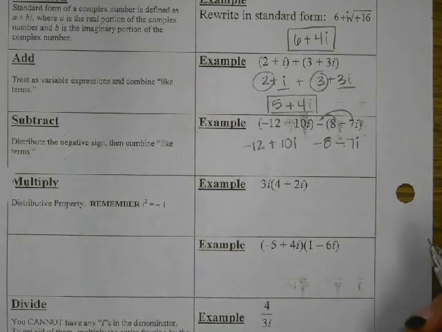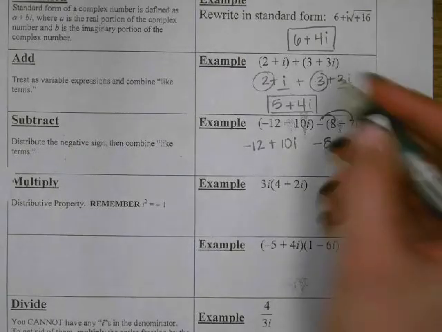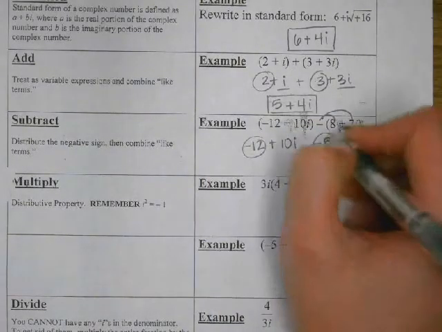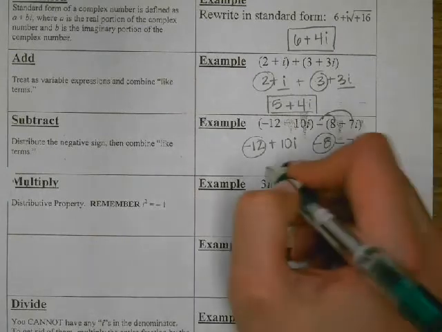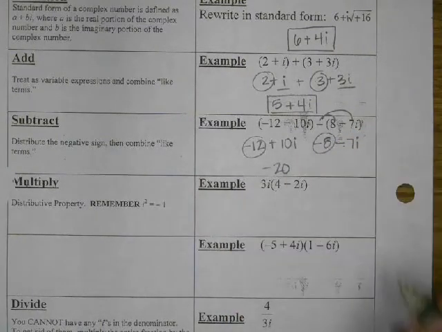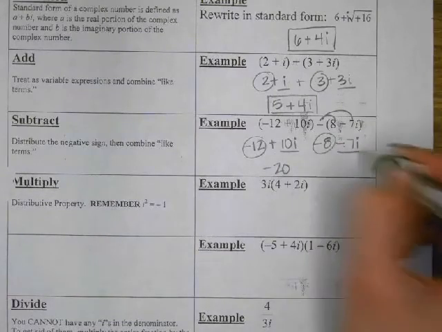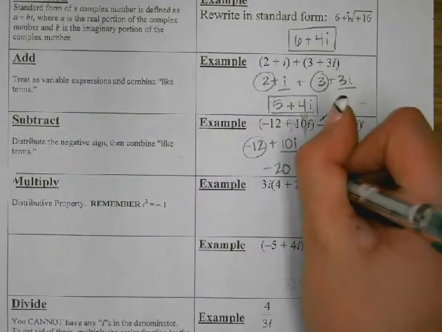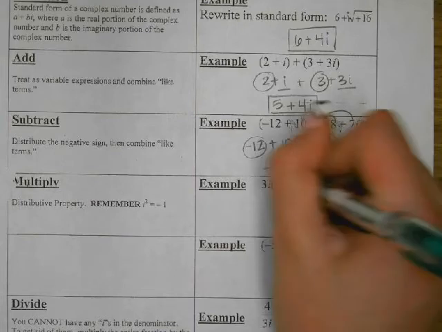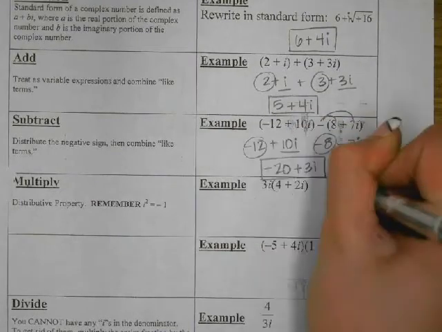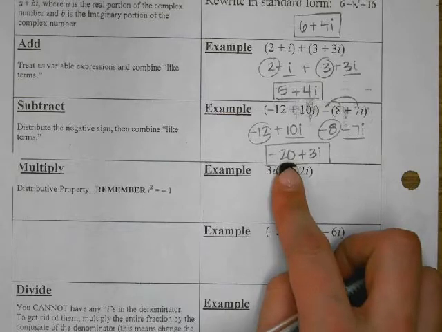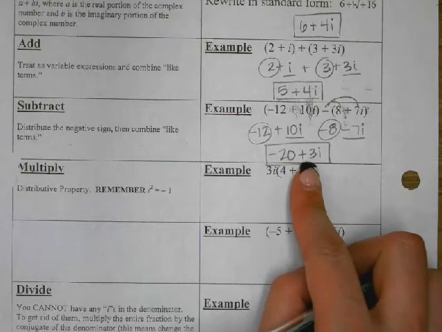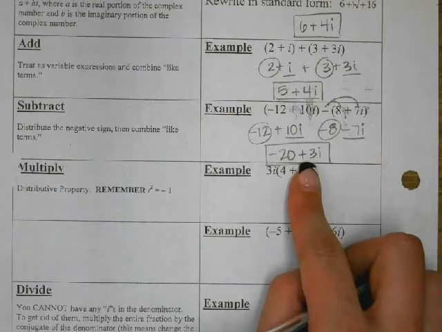So now we can go ahead and combine our like terms. So we've got negative 12 and negative 8, which makes negative 20. And then we have 10i and negative 7i, which makes 3i. And you'll notice that in each problem, I'm being careful to write my real portion of the complex number first, and the imaginary portion of the complex number always goes second.